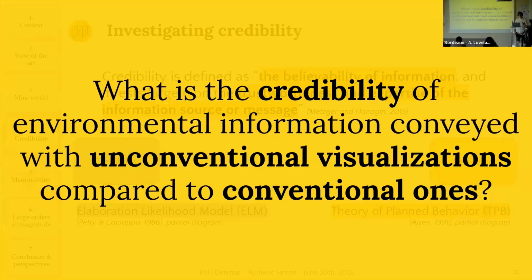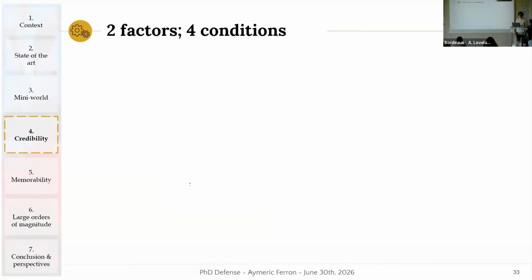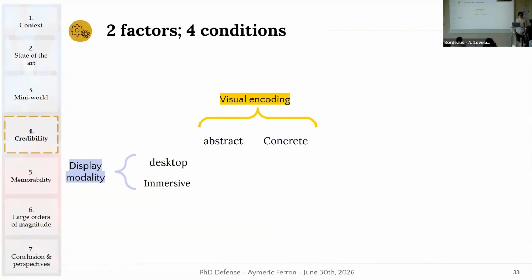So we could ask, what is the credibility of environmental information conveyed with unconventional visualizations compared to conventional ones? To answer this question, we ran a study with 2 factors and 4 conditions. Our first factor is the visual encoding, either abstract or concrete. The second factor is the display modality, either desktop or immersive.